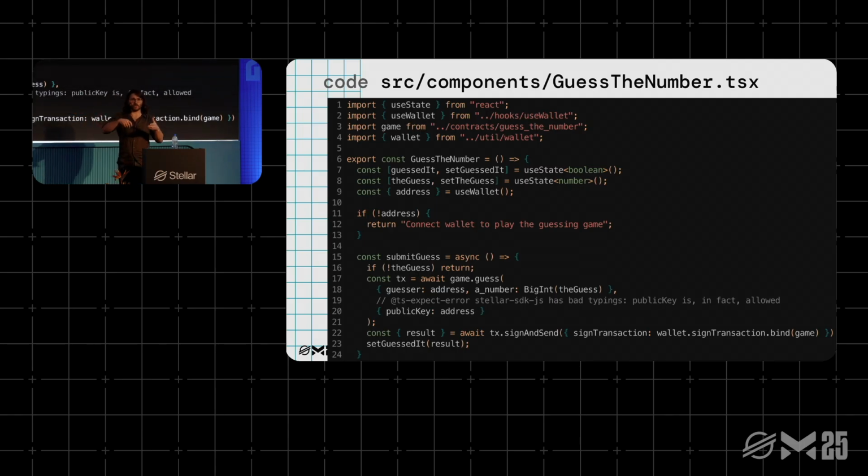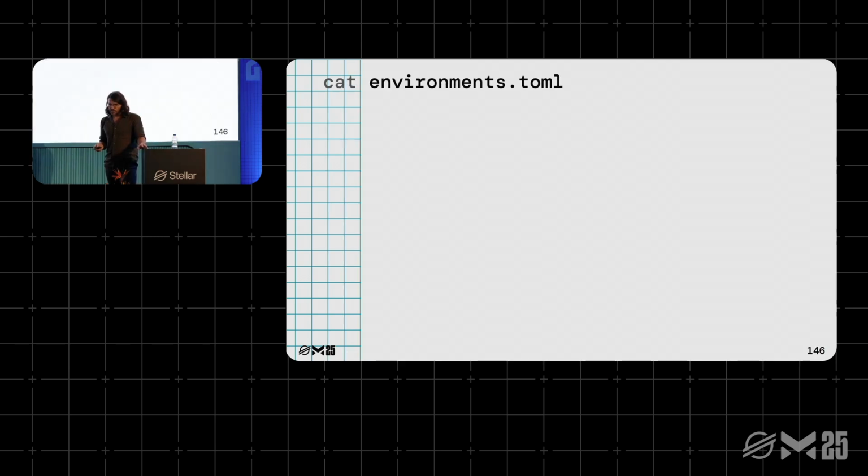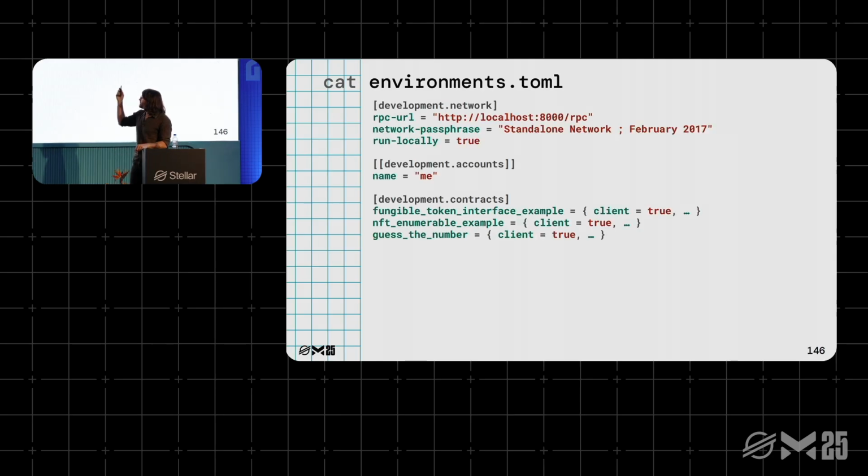It'll automatically build a new NPM library for the production version of those contracts. And if you've got type errors in there because the interface of the public mainnet contract is a little bit different than the one on testnet, you'll find out about it before you ship a broken app. So the way you specify what the contracts are on testnet is in this environments toml file.